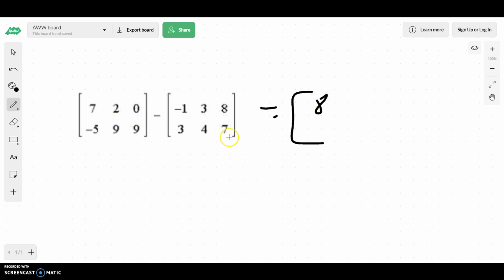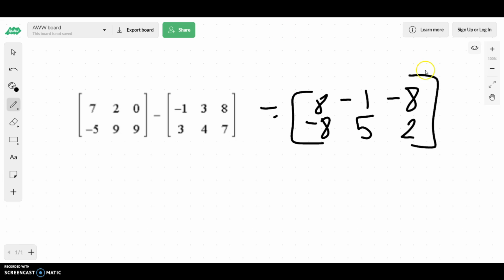2 minus 3, which gives you negative 1. 0 minus 8, which gives you negative 8. Negative 5 minus 3, which gives you negative 8. 9 minus 4, which gives you 5. And 9 minus 7, which gives you 2. And that would be my answer for number 1.